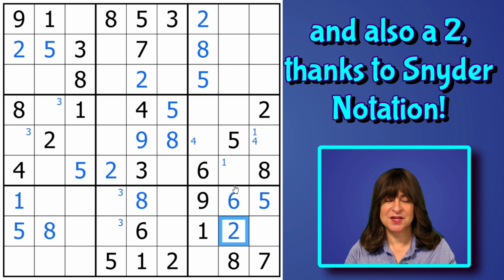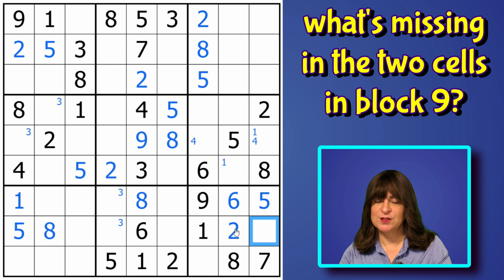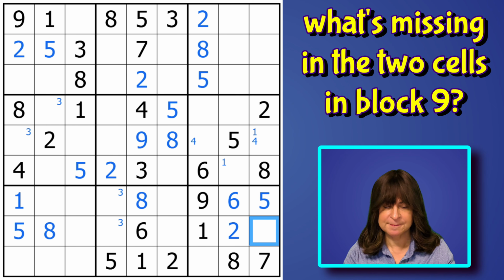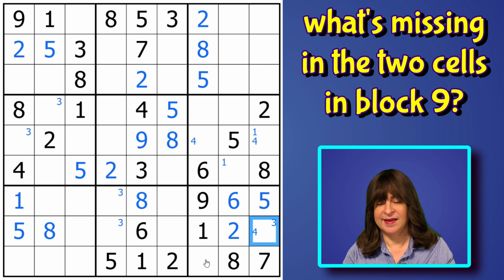Wow, I think that takes care of all the 5s in the puzzle. And now there are just 2 cells left in block 9, and what's missing? A 3 and a 4. So this can be a 3 or a 4, and this can be a 3 or a 4.